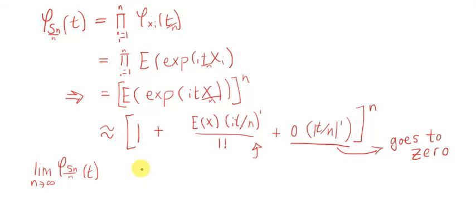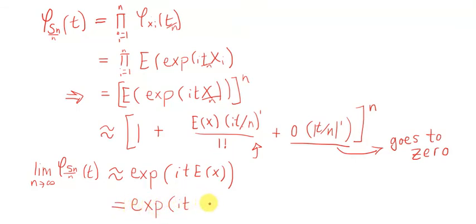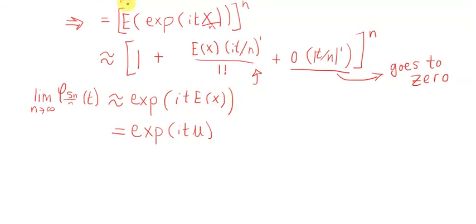Then we have that this is going to be approximated by exp of it times the expected value of X. This n actually goes down to the denominator. We ignore the 1 factorial, so that's all we have to worry about. Now this ends up being e to the power of itμ, which is the characteristic function of a degenerate random variable, which means that S_n over n converges in probability to μ.